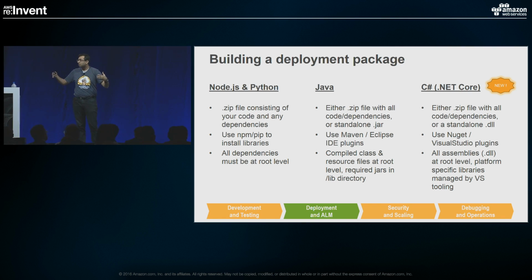You don't have to worry about which library I need to call. You just declare the libraries, and when Visual Studio does the package, it'll include all the NuGet packages automatically and deploy it, including all the platform-specific libraries automatically managed by the Visual Studio plugins.